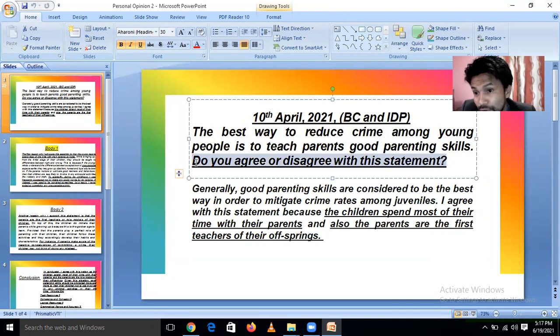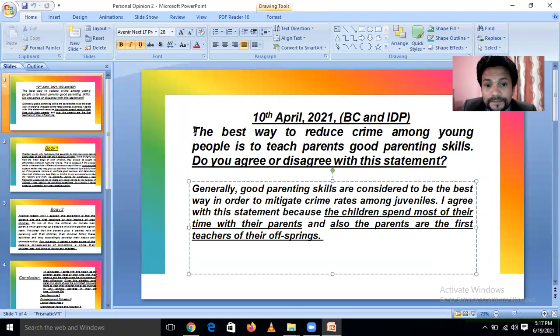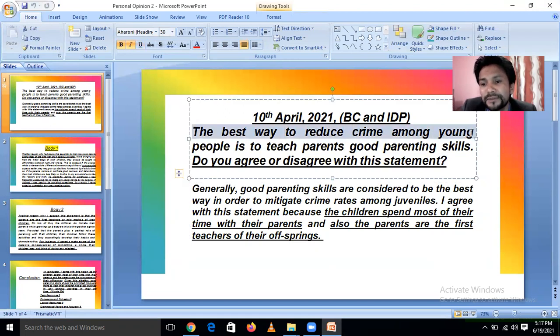This is agree or disagree. The previous one was to what extent do you agree or disagree, but this is do you agree or disagree. So the best way to reduce crime among people is to teach parents good parenting skills. This is the question, the main statement. And then the second one, do you agree or disagree with this statement?